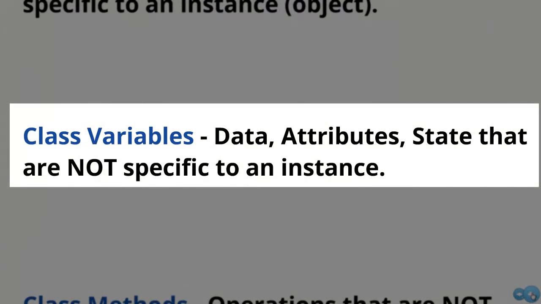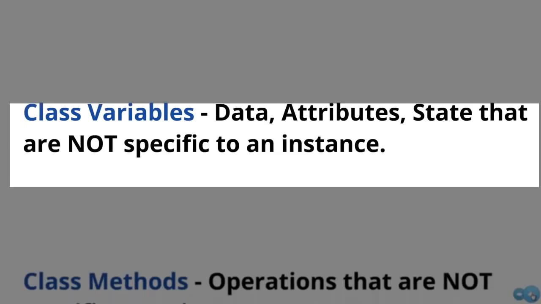So class variables, we didn't see any specific examples dealing with class variables, but these are just data and attributes or state information that's not specific to any particular instance. One class variable that's quite common whenever we're talking about the creation of classes is a variable that keeps track of how many objects we have of a certain type. So how many superheroes do we have? How many bank accounts do we have? How many televisions do we have? So this is information or data that's not specific to any particular instance of that class.